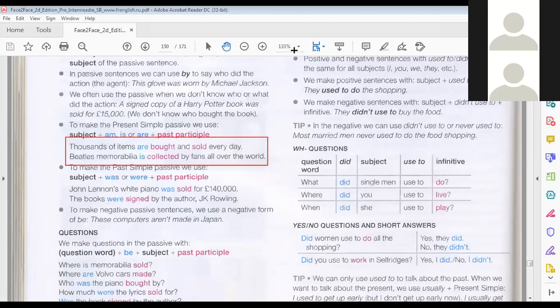In this sentence, do we know or we don't know? Who collects it? Do we know or not? We know, the fans. We know by fans. But is it important in the sentence? Is it the focus of the sentence? No, it's not the focus.